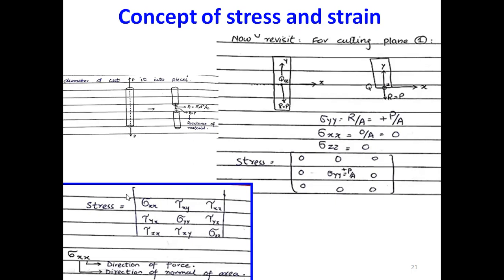So if you want to write down the stress matrix for this case, where the cutting plane is along the x-axis, we would have this stress matrix. Only the component sigma yy appears, because we have taken the orientation such that only one component appears in this case.